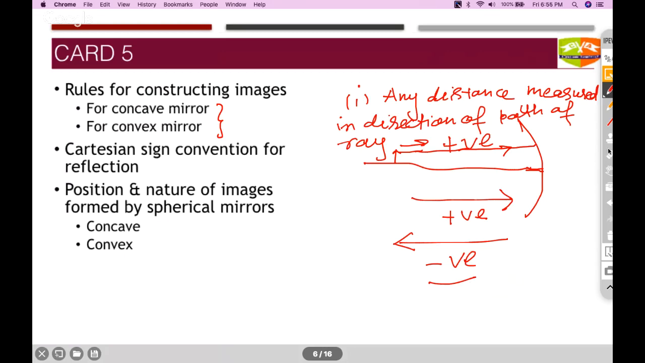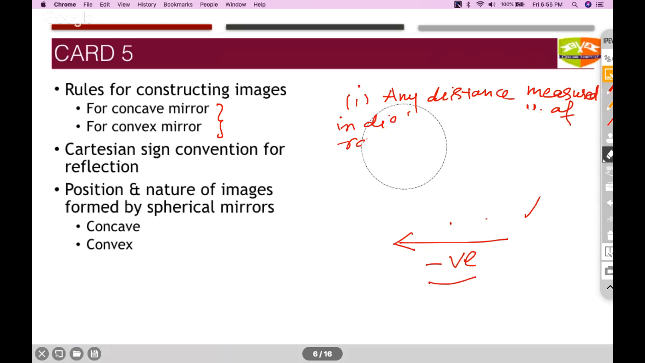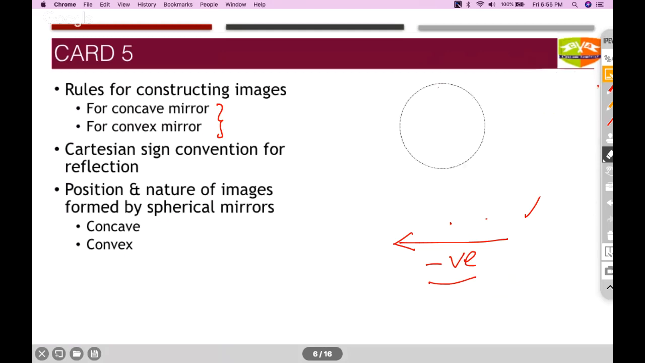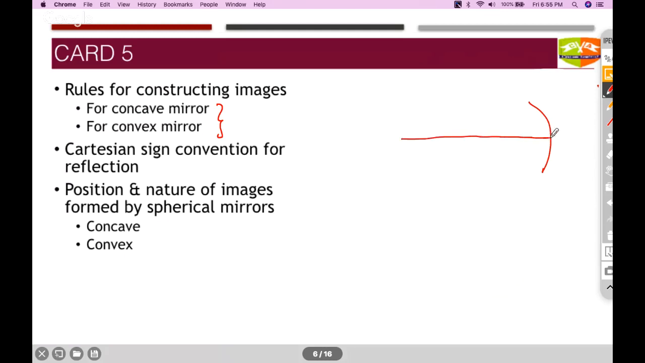Now the second point is, from where do we measure the distance? We measure all the distances from the pole. There are 3 points that I talked about: this was the pole, this was the focus, and this was the center of curvature. From where do you measure the distance? Suppose the object is here. Is this the distance that I need to take, or is this the distance? Suppose this is O, the object. All the distances are measured from the pole.